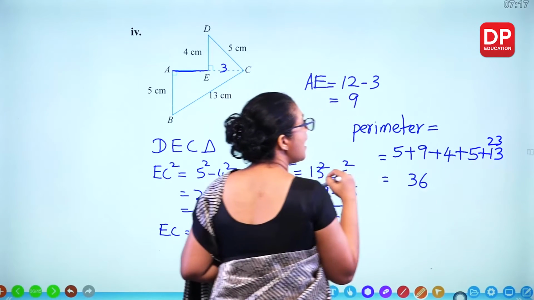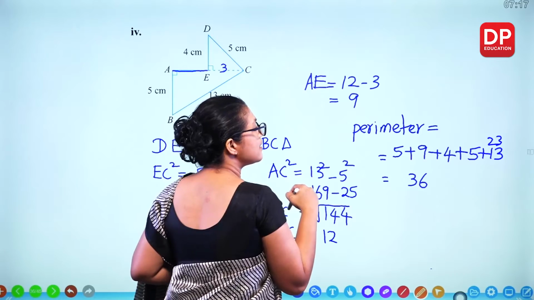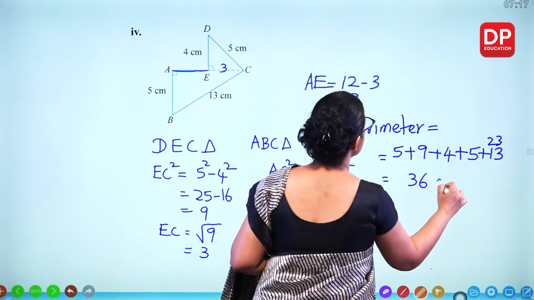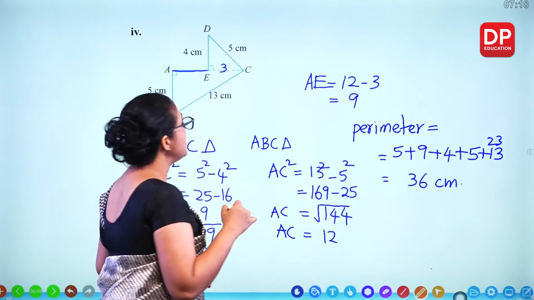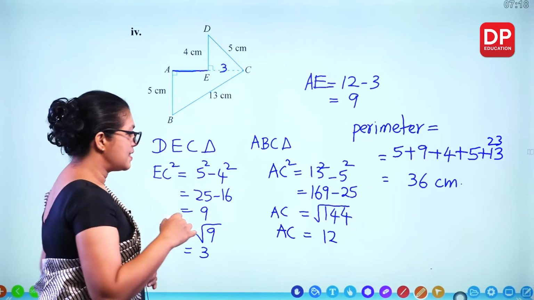23 and 13 is 36 centimeters. So the perimeter is 36 centimeters.